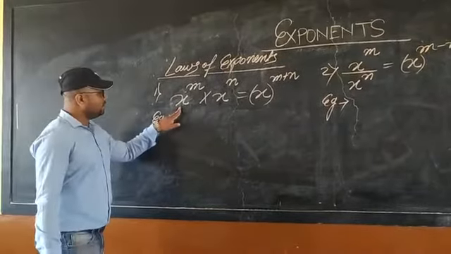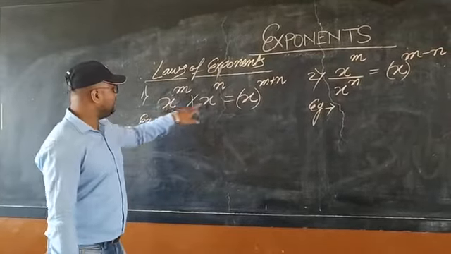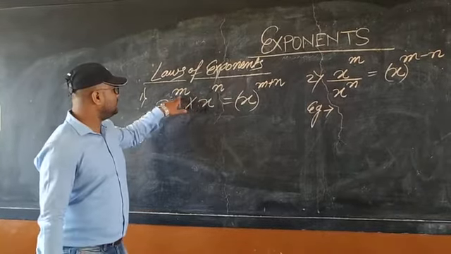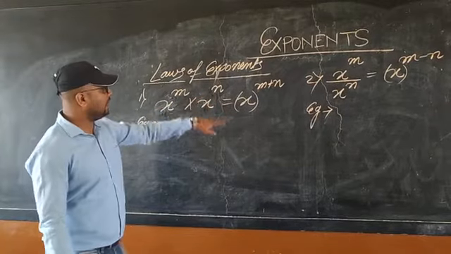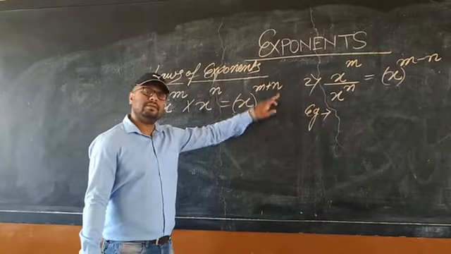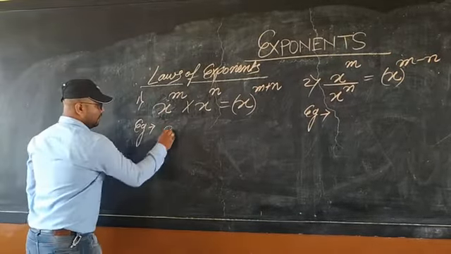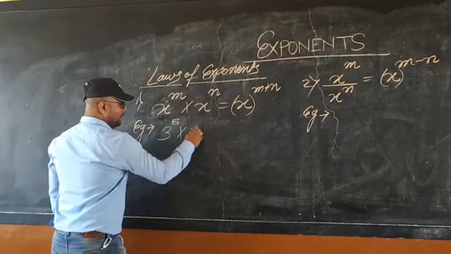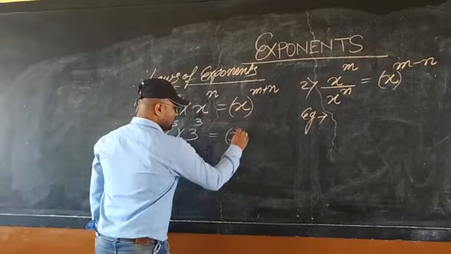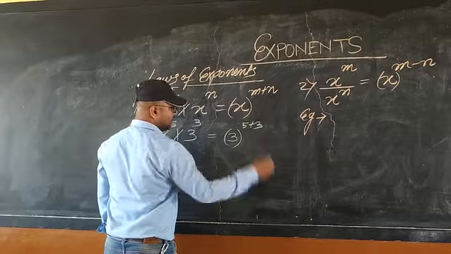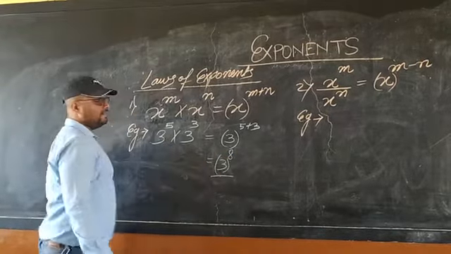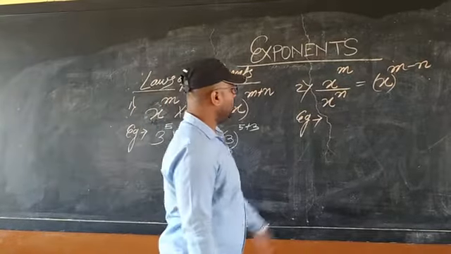The first law, students, is where we are multiplying the same bases with different powers. In that case, what happens? The powers, the degrees, will be added. Let's do one question. Like 3 to the power 5, I am multiplying with 3 to the power 3. What will it give you? Very simple. 3 to the power 5 plus 3, students, which will give you 3 to the power 8. Very simple, no problem.